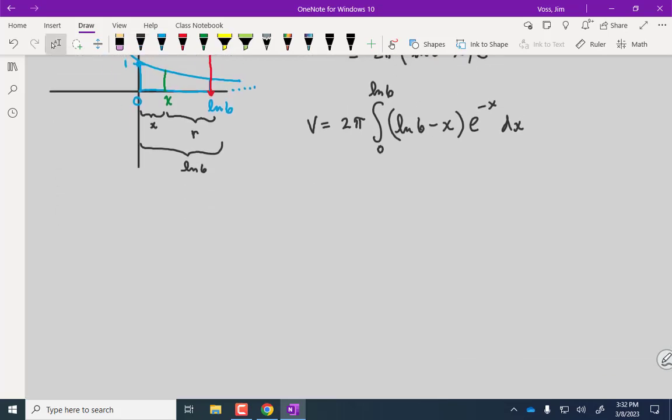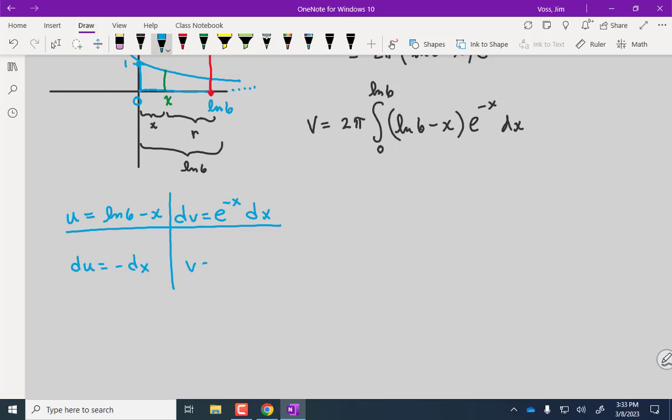So we certainly have to use integration by parts because we have an x e to the negative x. So let's go u equals natural log of 6 minus x. And dv will go e to the minus x dx. The derivative is negative 1, so that's negative dx. And this will be negative e to the negative x.